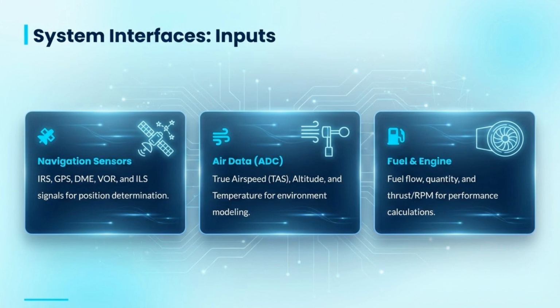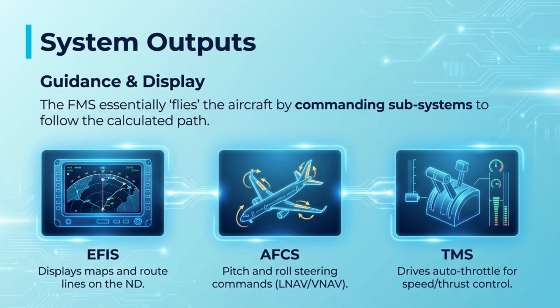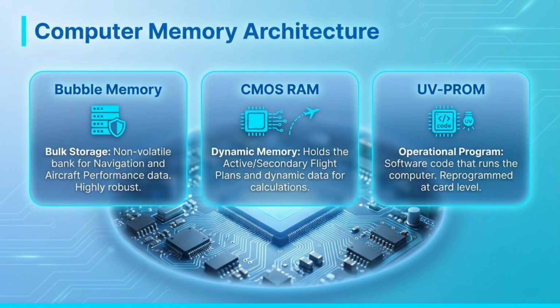The FMS receives critical inputs from various sources, including navigation sensors like GPS and IRS, air data computers for true airspeed and temperature, and engine data for fuel flow and thrust. System outputs guide and display the aircraft's path. These include the electronic flight instrument system, the autopilot, and the thrust management system, which drives the autothrottle. The computer memory architecture includes bubble memory for non-volatile navigation and performance data, CMOS RAM for active flight plans, and UV-PROM for the operational program software.